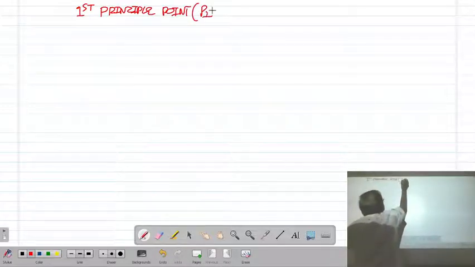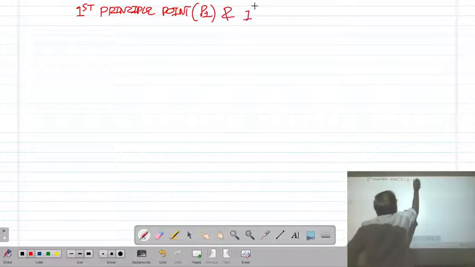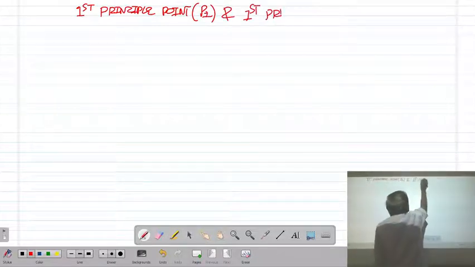Now describe first principal point P1 and first principal plane.